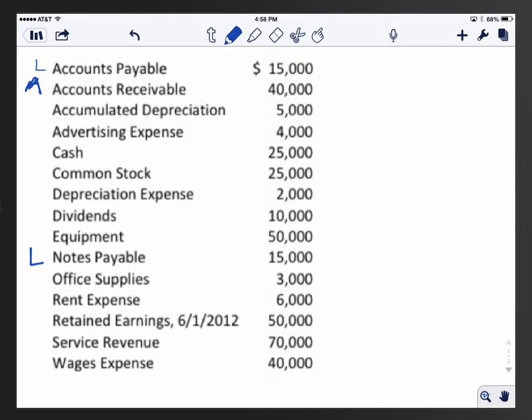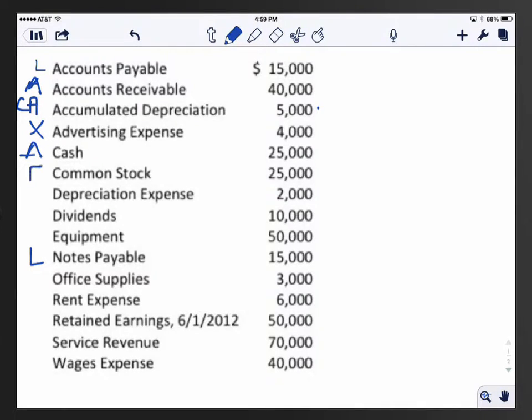What about accumulated depreciation? What is that? Well, that's a really weird account. That's a contra asset. We have to subtract it from the assets. Its normal balance is a credit, not a debit. All the assets are debits. This is a contra asset. Advertising expense, I'm going to put an X for expense. Cash, well, that's clearly an asset.